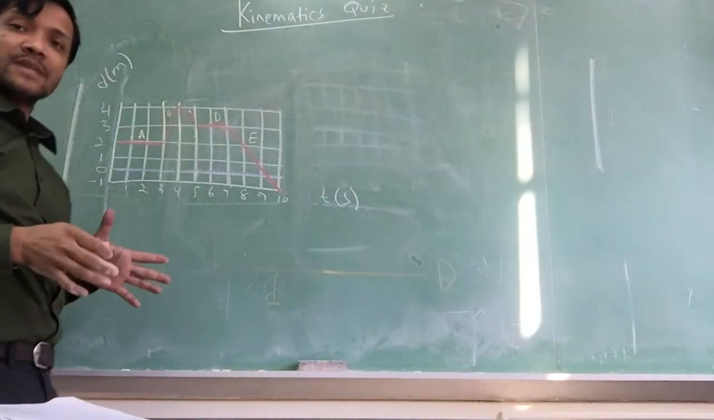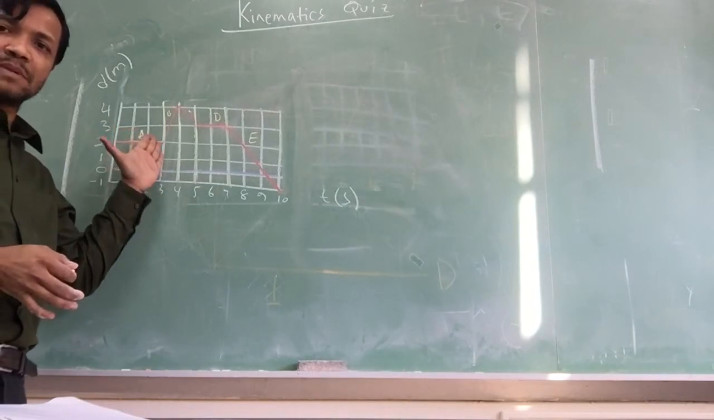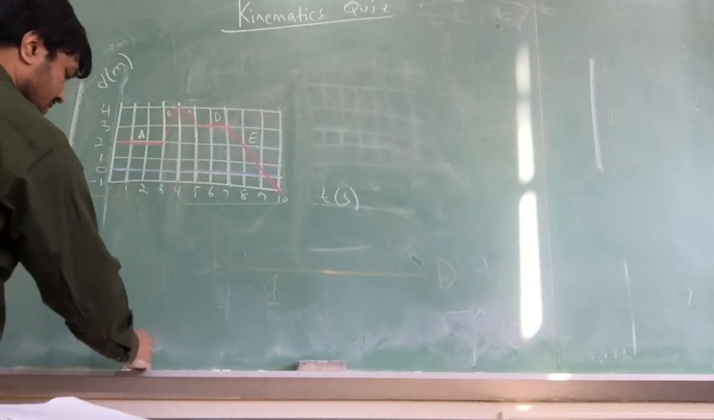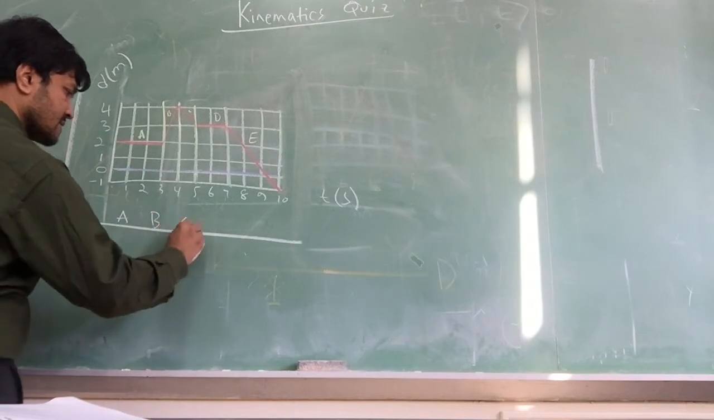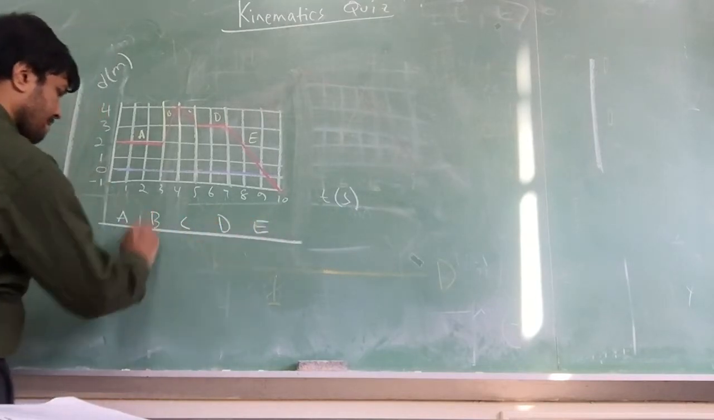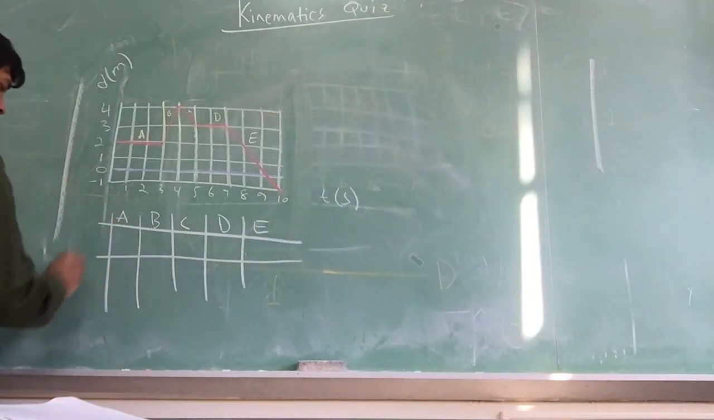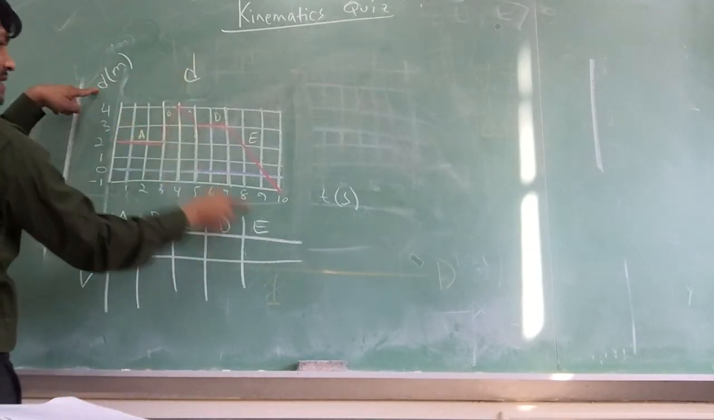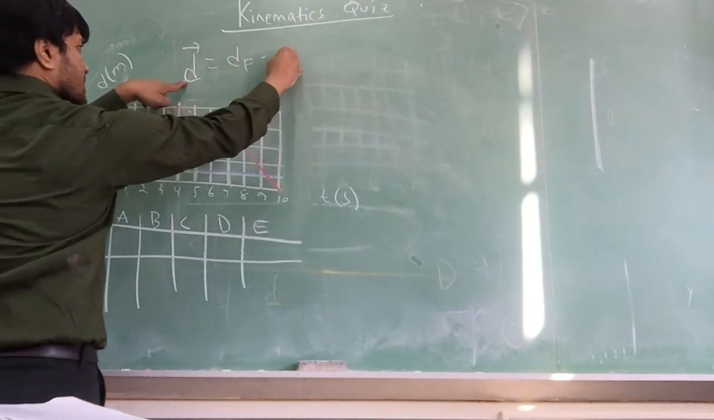Now, what I ask you to do is find the displacement in each section and the velocity in each section. So let's do that. A, B, C, D, and E. Displacement, this is a distance-time graph, so displacement is d final minus d initial.